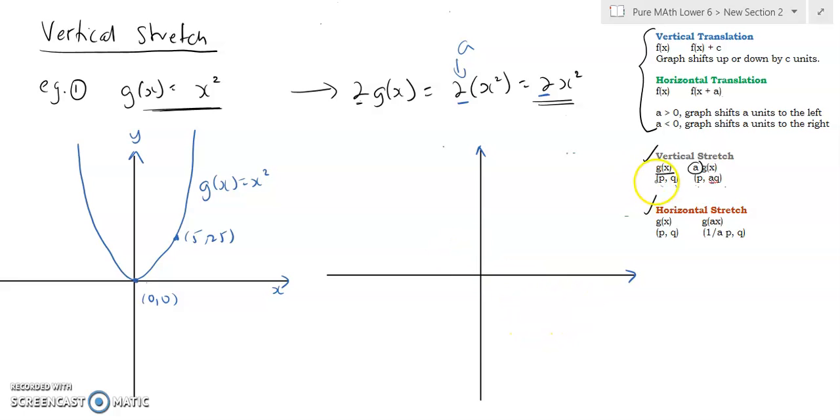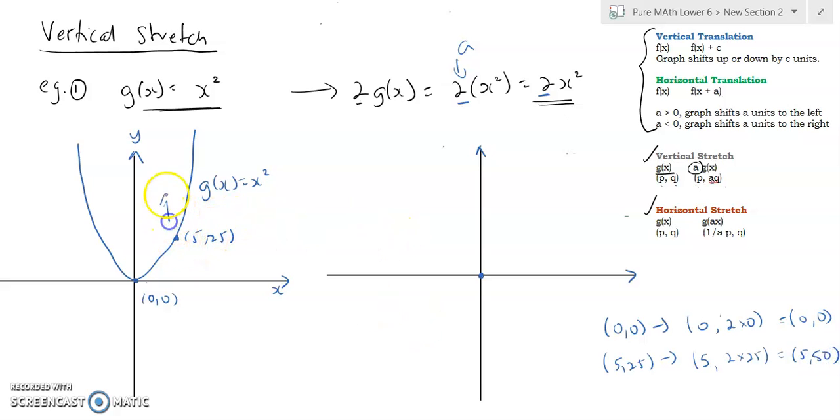All my values (p, q) will now become (p, aq). So say the point (0, 0) will become (0, 2 times 0), which will still be (0, 0), right? So I'll still have this point here. The point (5, 25) will become (5, 2 times 25), so it'll become (5, 50). So all my values here will then stretch upwards, even on this side here.